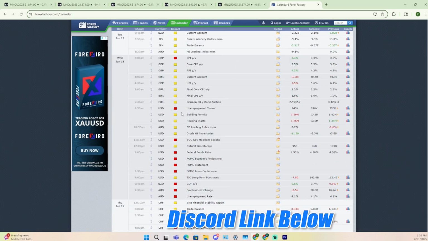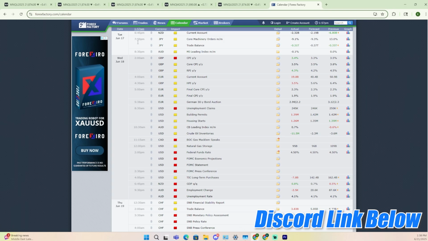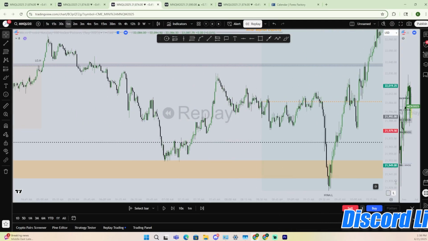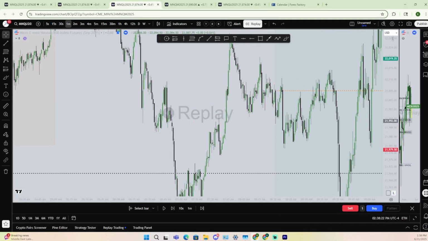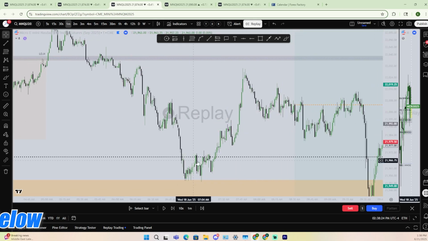Again, Wednesday, 8:30 red folder news. That means I'm expecting manipulation. Watch us not take London's high, London low. We will do it in New York. And notice how I'm saying that before we even look at the chart.